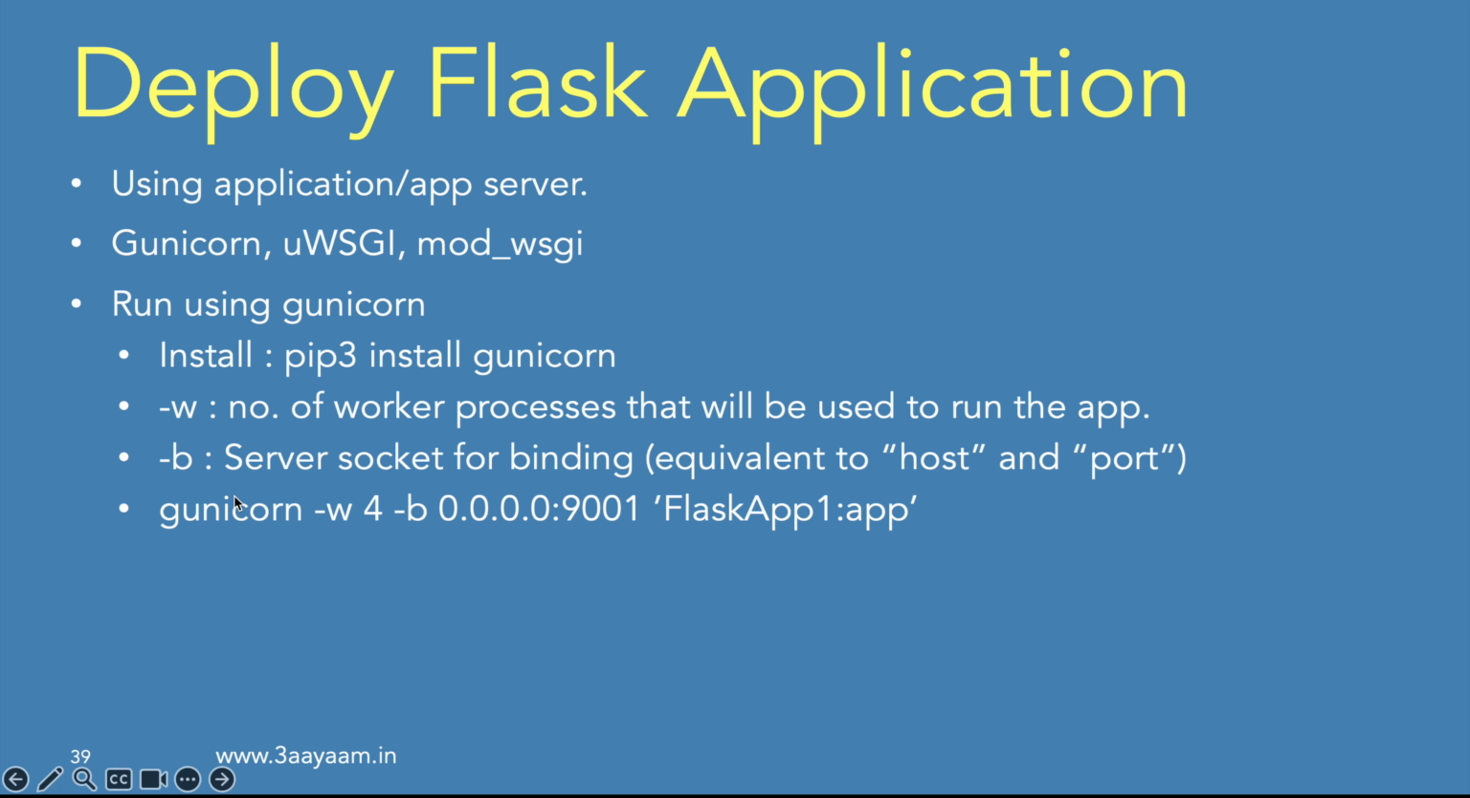And -b is providing the server socket for binding, which is equivalent to what we have been using for host and port. And this is the command: gunicorn -w4 -b followed by the host or the bind IP and the port number, and then we run the Flask application.